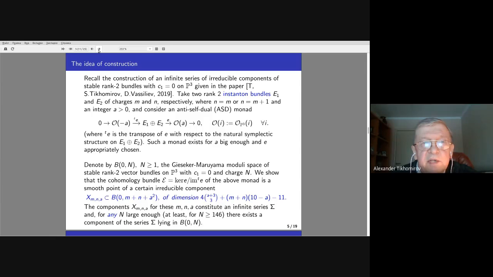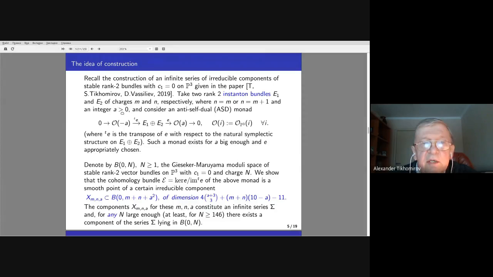Let me recall first the construction of an infinite series of irreducible components of stable rank 2 bundles with determinant 0 on P3, given in this paper with Sergei Tikhomirov and Daniil Vasilyev. We take two rank 2 instanton bundles, usual instantons, E1 and E2, of charges m and n, respectively, where n is either equal to m or differs from m by a unit.